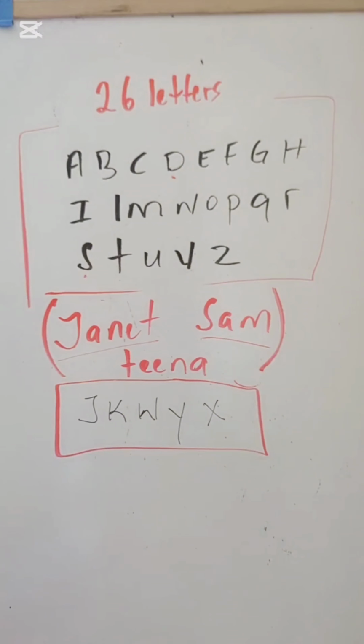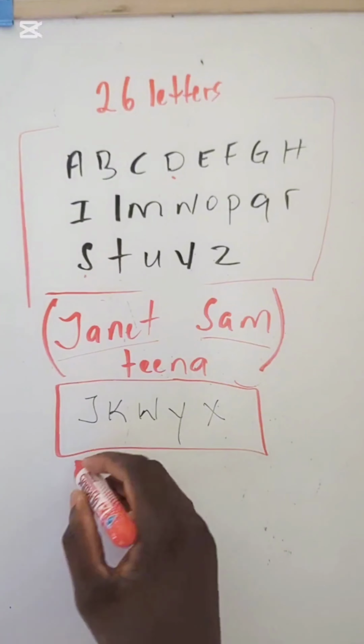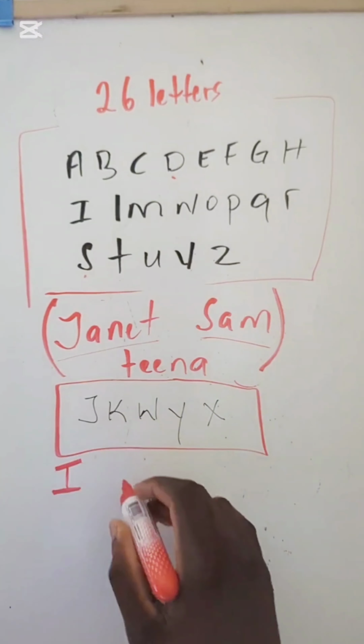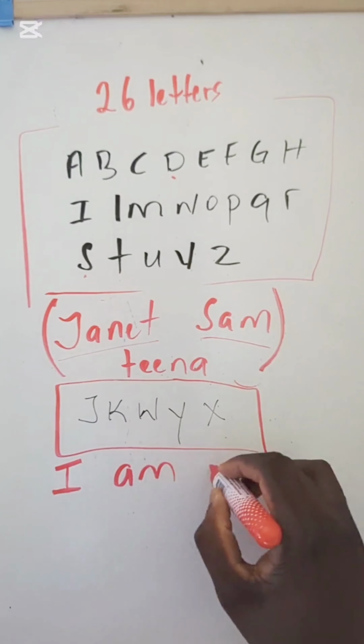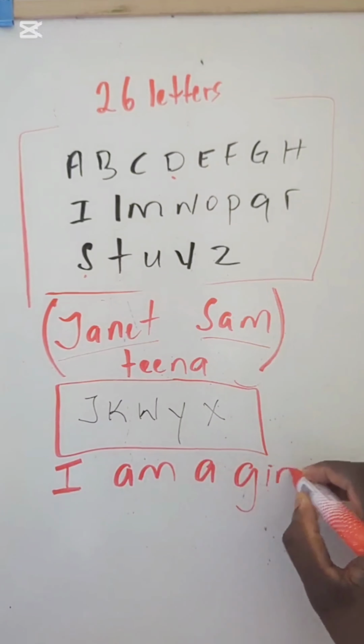Now, would somebody in the chat write a sentence? It doesn't have to be big, but just write a sentence so that we can put it on the board as well and show you that the alphabet is really the base of everything. So somebody, anybody, alright? I am a girl.